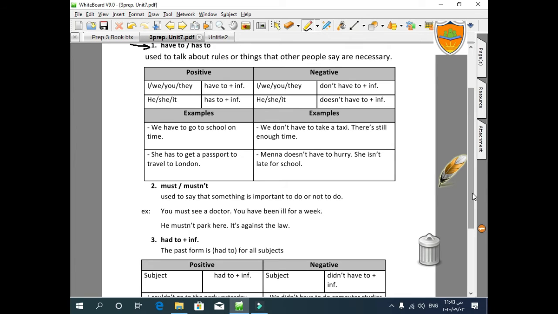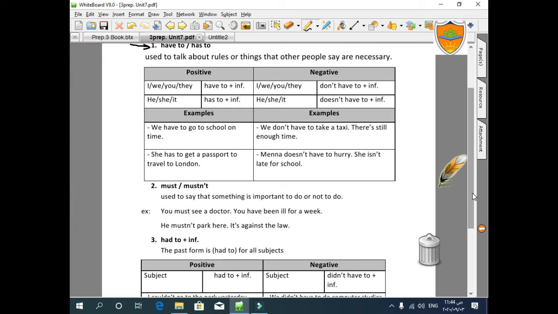But in the negative form, we use don't and doesn't. I, we, you, they, plural, use don't have to plus the infinitive. He, she, it, and the singular use doesn't have to plus infinitive. This form means that you don't need to do it. You don't need to do this. If you did it, okay, it's no problem to do it.